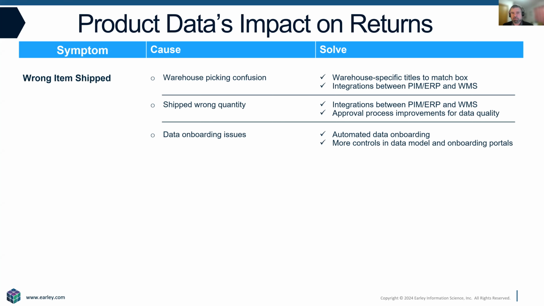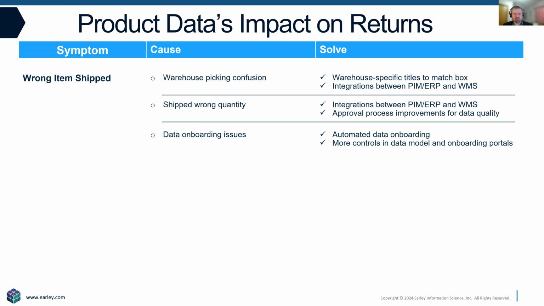The shipper made the mistake. The business that sold it made a mistake. And the reasons for this happening could be that the warehouse just had confusion during picking that item. And there's reasons why that occurs, like titles to match the box for the warehouse.